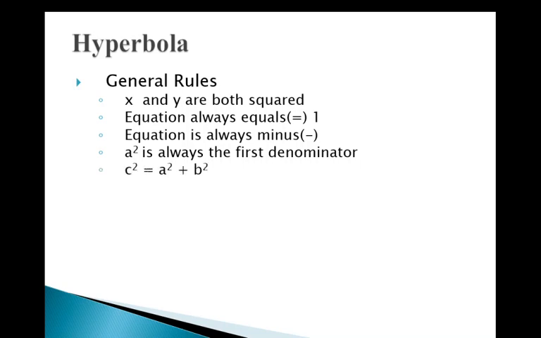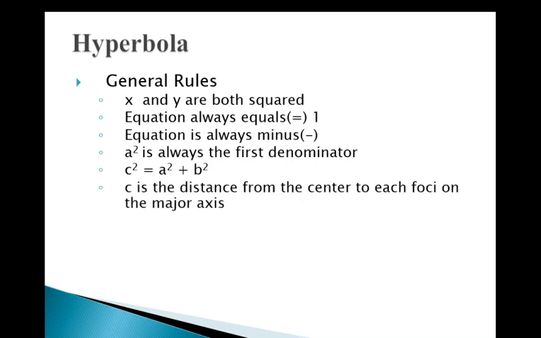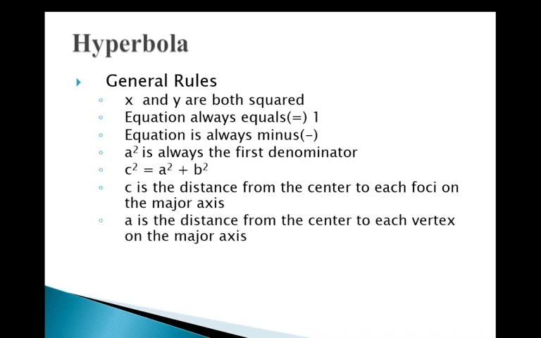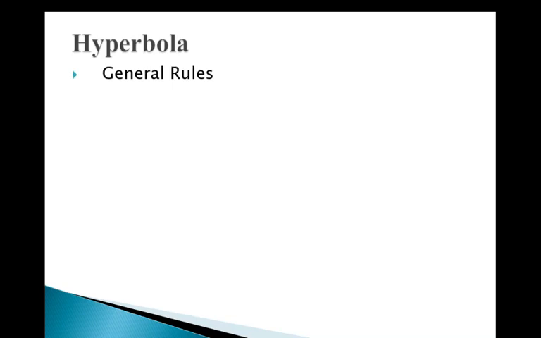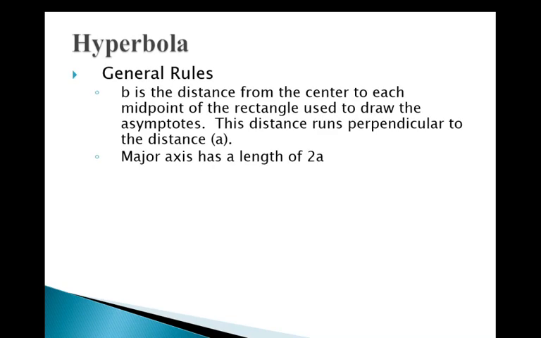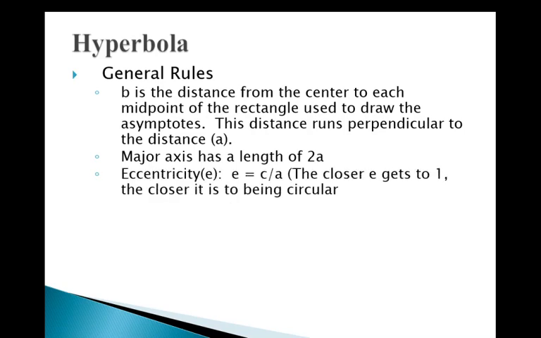The equation for c is c squared equals a squared plus b squared. It is the Pythagorean theorem, unlike the ellipse. C is the distance from the center to each focus on the major axis. A is the distance from the center to each vertex on the major axis. Now, B is the distance from the center to each midpoint of a rectangle used to draw the asymptotes. This distance runs perpendicular to the distance A. So it's like our minor axis. The major axis has a length of 2a. Eccentricity is basically how close it gets to looking like a circle.